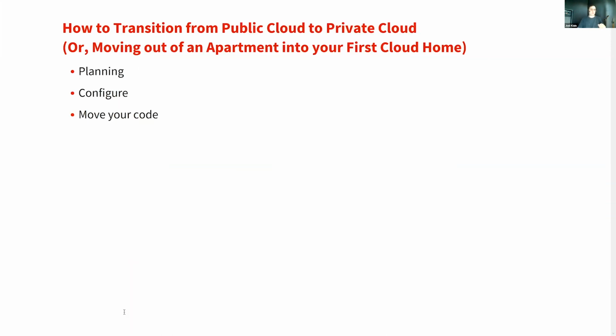So let's talk about how to transition from an application that's in public cloud to private cloud, or as you can say, moving out of an apartment into your first cloud home, if you think of EPC as buying a home. You do need to plan it. You need to assess your needs and plan it, and then you'll configure it and move your code. And this is the core new information that's hard to find, the core of the talk.